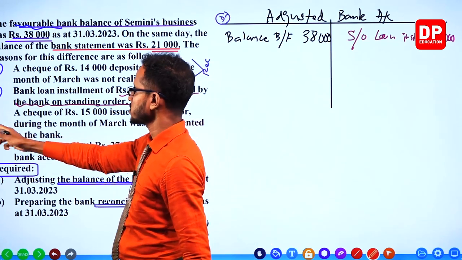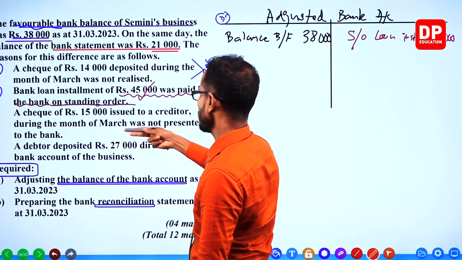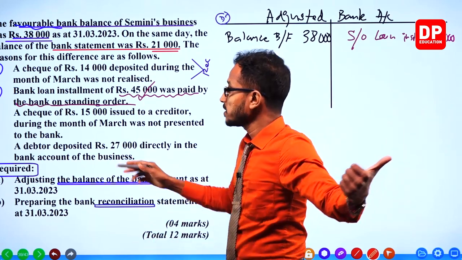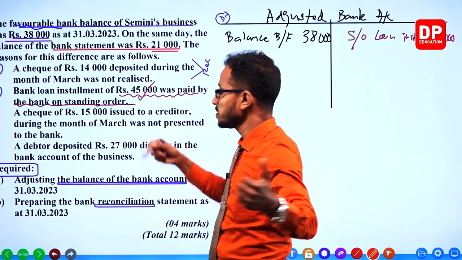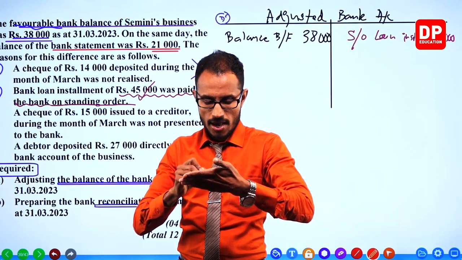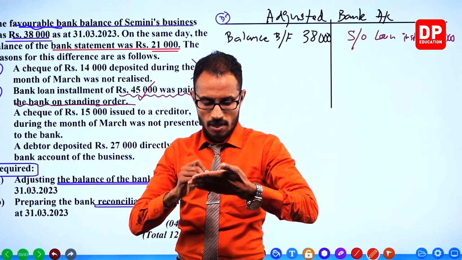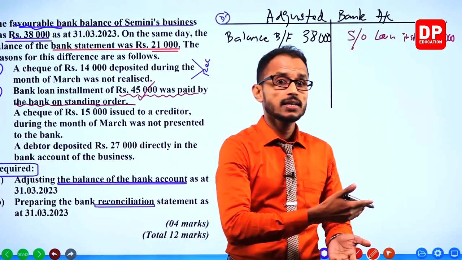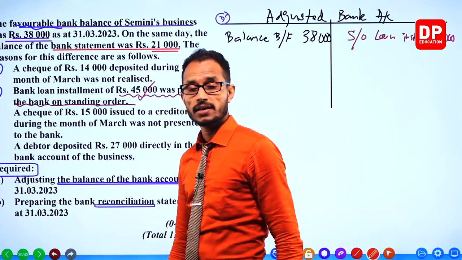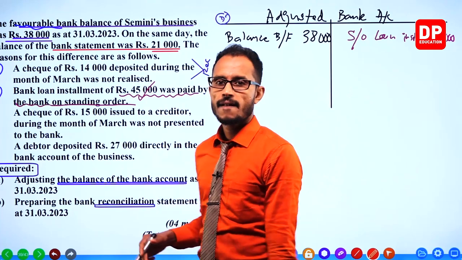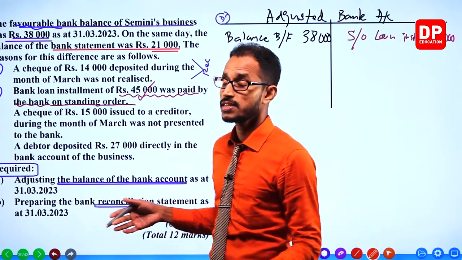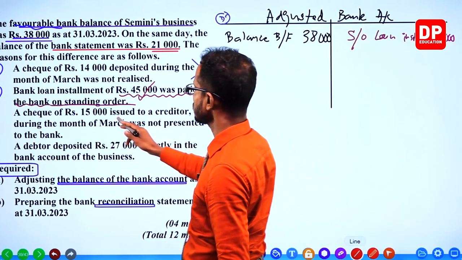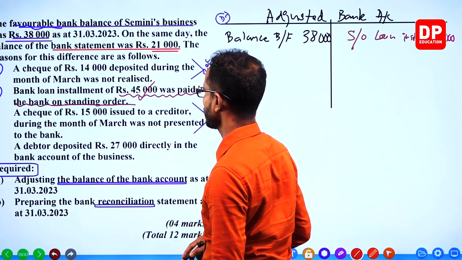Next, check of 15,000 issued to a creditor during the month of March was not presented to the bank by the creditor. But the check of 15,000 was issued by Semini. Issued means she writes a check, puts the value, and signs it, and issues the check to a creditor. Which means she knows the check has gone to the bank, so she has entered that check into her bank account. No need to enter it again. That means it goes to the bank rec. It doesn't go to the adjusted bank account. Unpresented.